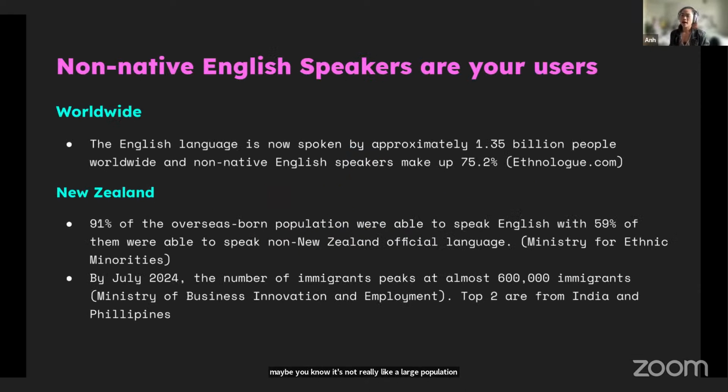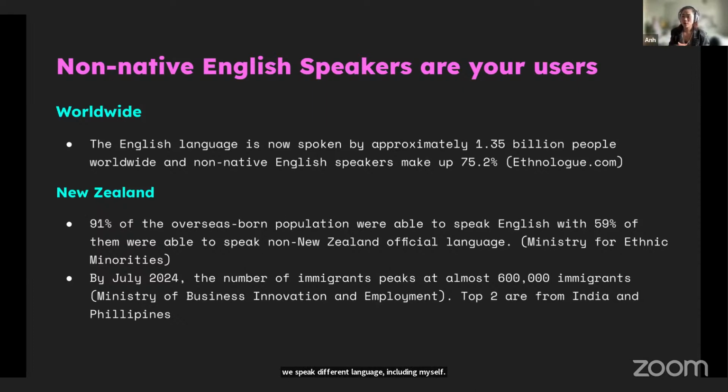But actually, if you look at the stats here, worldwide, the English language is now spoken by around 1.35 billion people, and non-native English speakers make up 75% of them. In New Zealand, for my context, 91% of the overseas-born population were able to speak English, with 59% of them able to speak a non-New Zealand official language. So over half of them speak another language in addition to English. Again, you know how our brains work differently when we speak different languages, including myself, and that's where I want to come from.